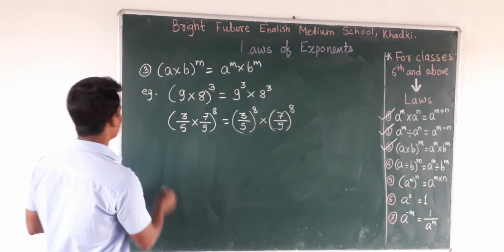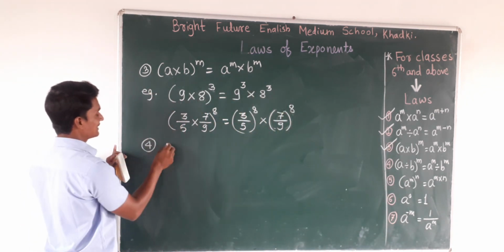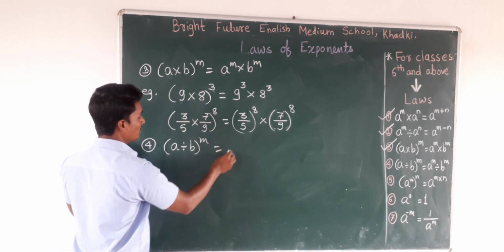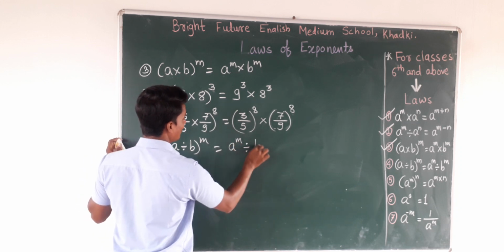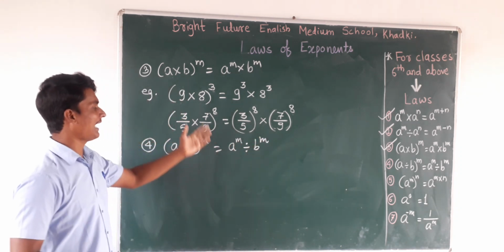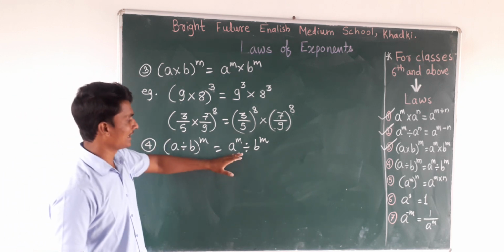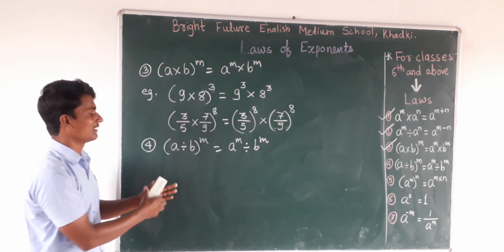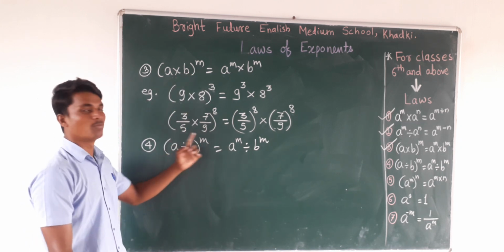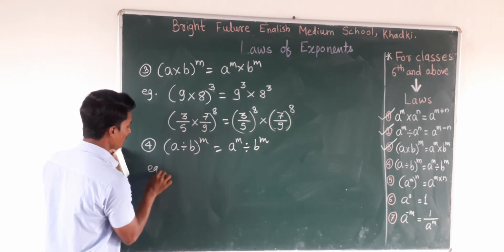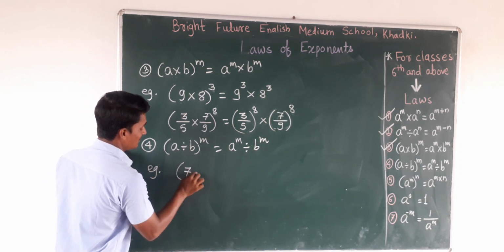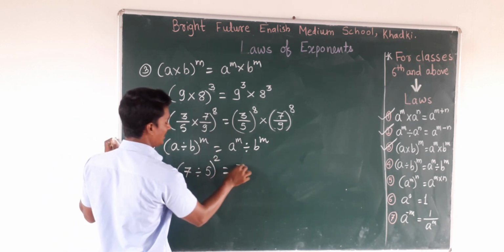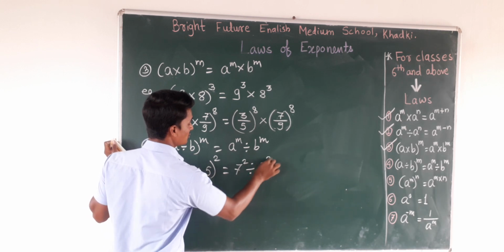Now we will understand the fourth law. The fourth law is just like the same. (a divided by b) raised to m is equal to a raised to m divided by b raised to m, where a, b and m can be any integers. So here too, whether multiplication or division is there, the power goes to both the numbers. For example, see, suppose (7 divided by 5) raised to 2, that 2 goes to both the numbers: 7 raised to 2 divided by 5 raised to 2.